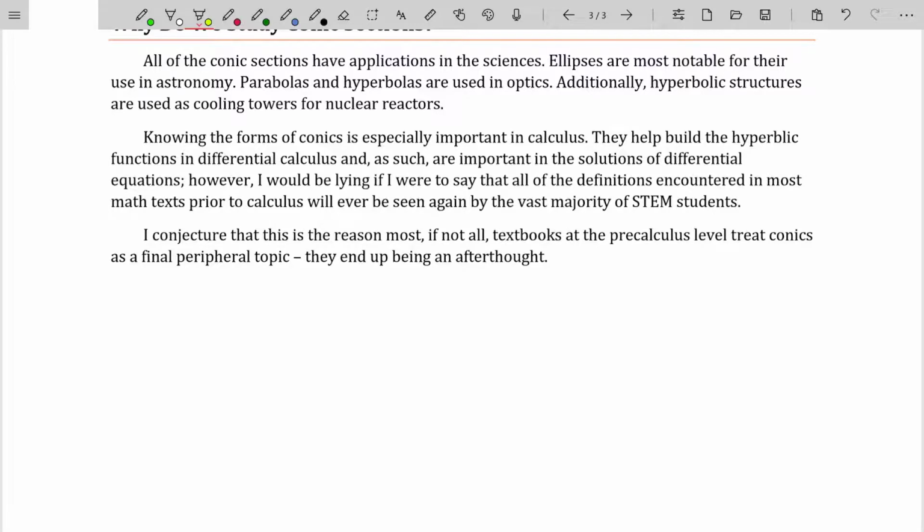However, I'd be lying if I were to say that all of the definitions encountered in most math texts prior to calculus will ever be seen again by the vast majority of STEM students. I conjecture that this is the reason most, if not all, textbooks at the pre-calculus level and college algebra level treat conics as a final peripheral topic. They end up being an afterthought.